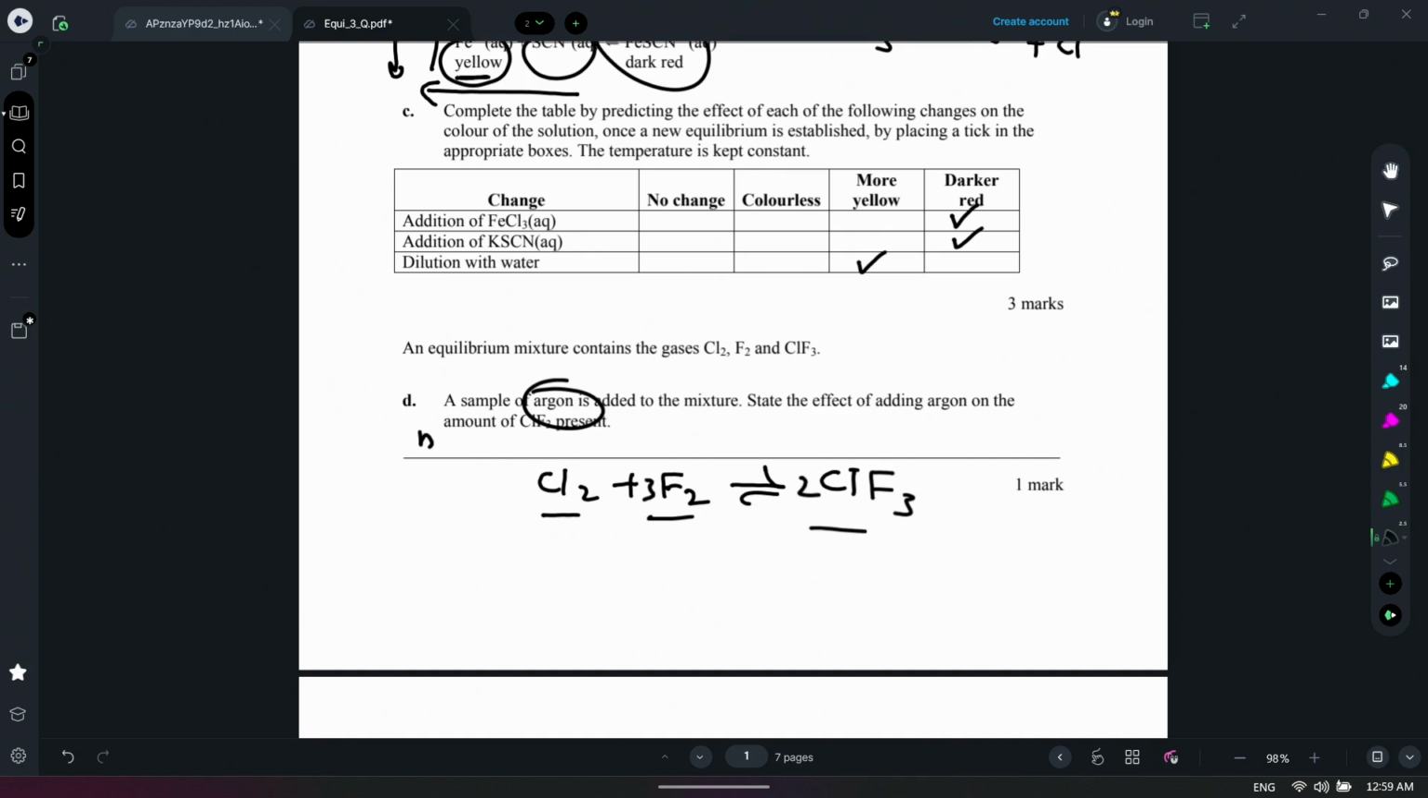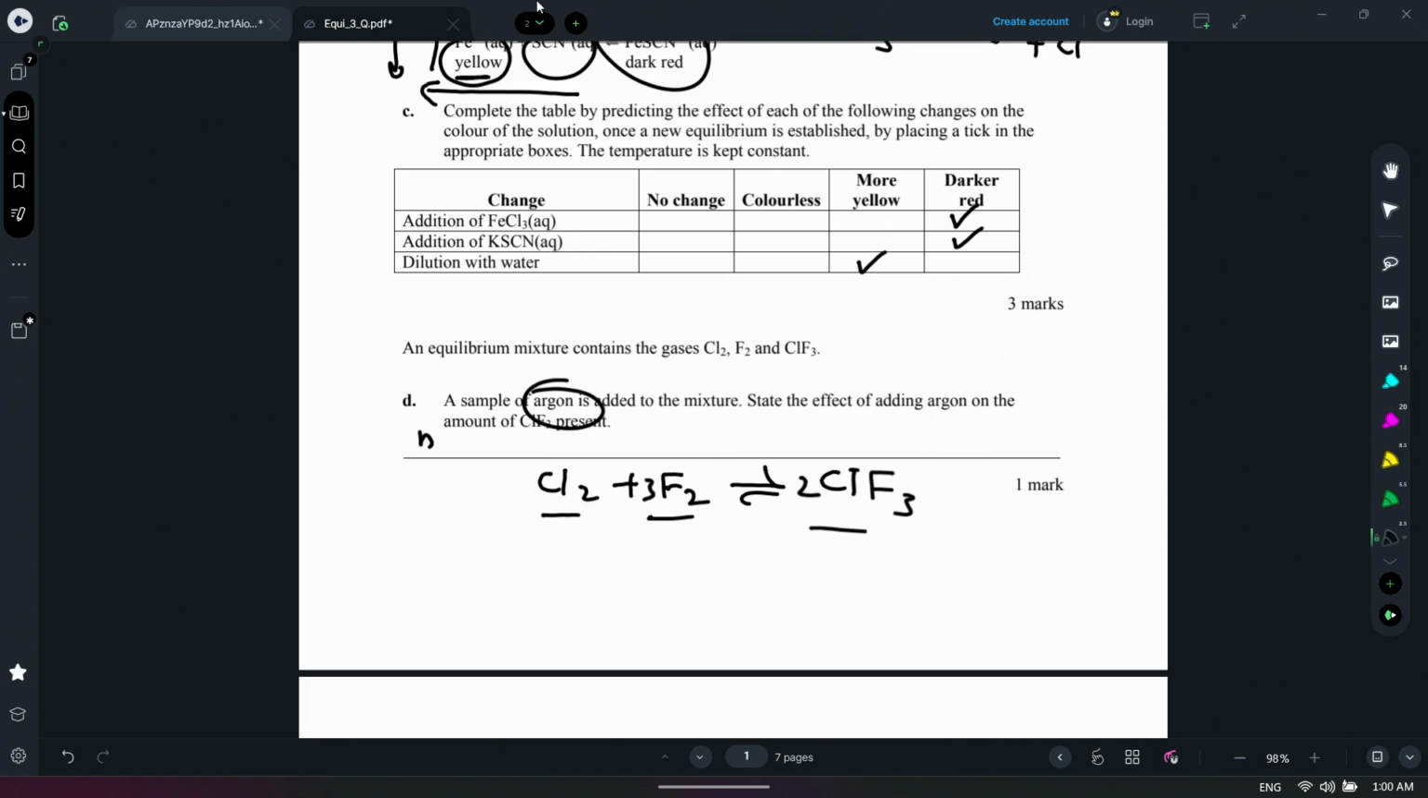So therefore, the concentration of those species are not affected. So equilibrium is not affected. So the system is not going to partially oppose any changes. In other words, the system is not going to favor the net forward reaction or the reverse reaction because the concentrations are not affected.